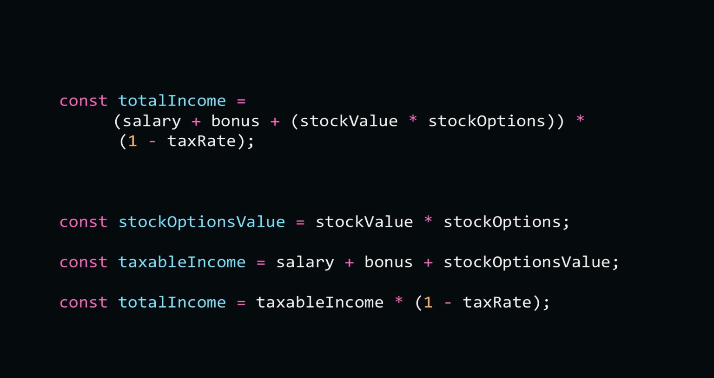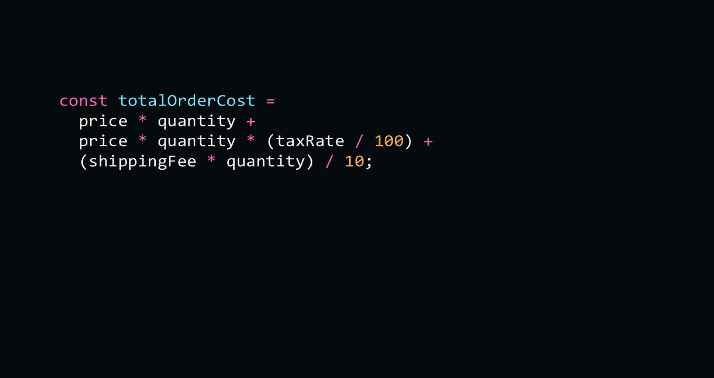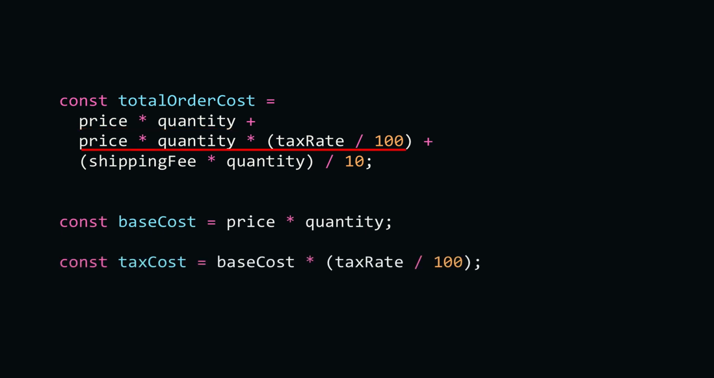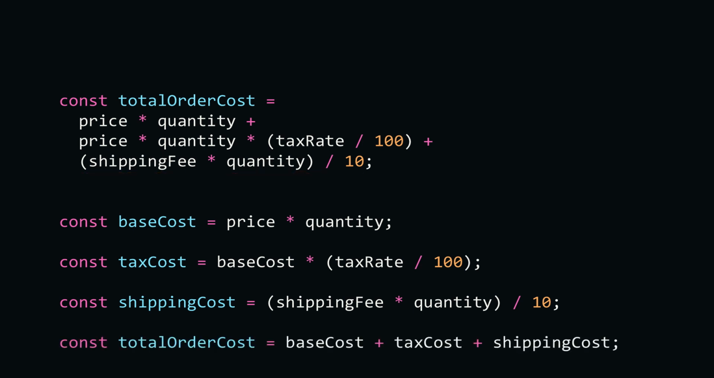So, let's go back to the first complex expression we saw, the total order cost. Now, let's try to simplify it as well. First, we'll take price times quantity. We'll call it base cost. Then, the tax cost is the base cost times the tax rate divided by 100. Next, we'll take out the shipping cost. And finally, the total order cost is the sum of those three parts.